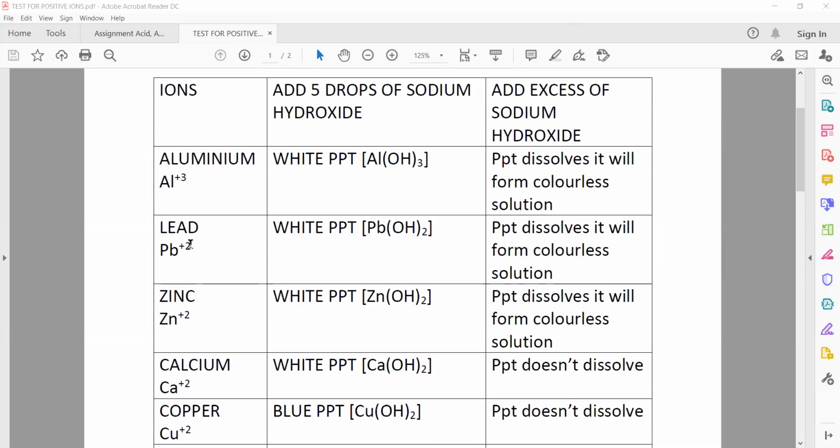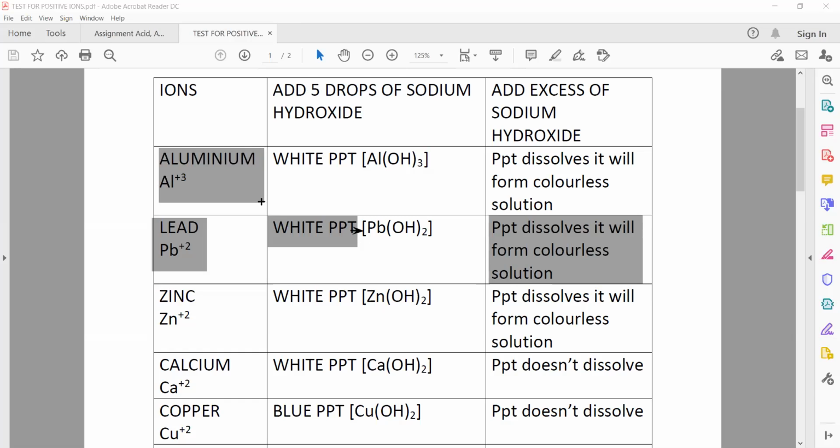Same thing, if a salt contains a lead ion and you add sodium hydroxide, it will form a white precipitate. The white precipitate is due to lead hydroxide. And if you add an excess, the precipitate will dissolve and form a colorless solution. So basically aluminium and lead give the same result with sodium hydroxide. Some ions may give the same result, and then there is another way to test them. But in the case of aluminium and lead, the result is the same.